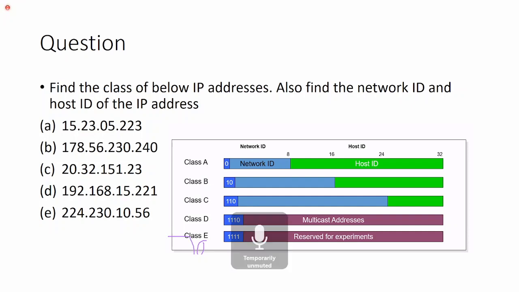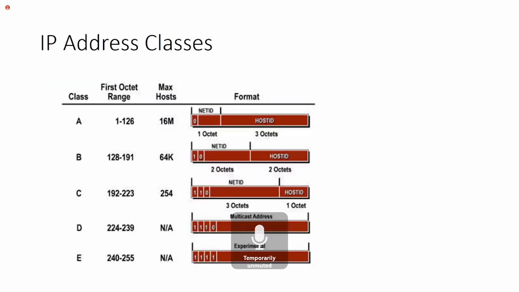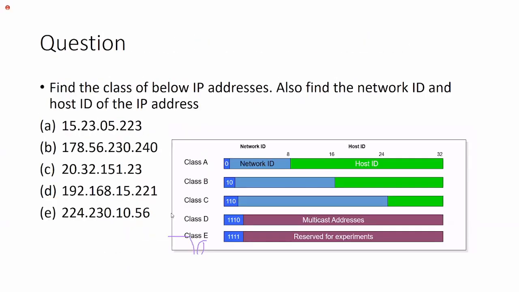Third one. What is the network ID? 20, right? Because it is a class A, that means you are only using 8 digits, which is 20. So the fourth one, D, 192. 192 means it's a class C, right? Then class C means what is the network ID? Up to the 15, everything, 192.168.15, that is the network ID. Then the host ID is 221, right?